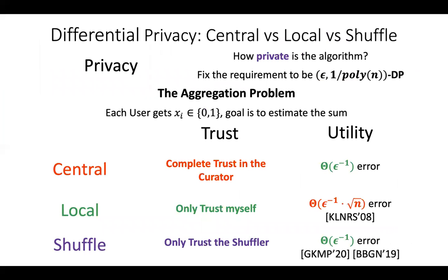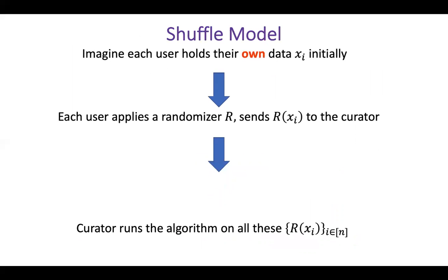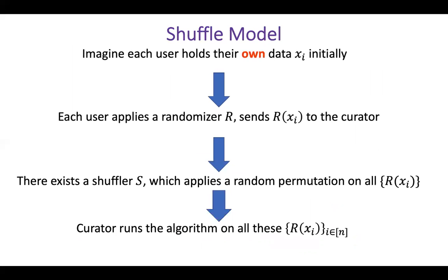That is, the shuffle model only requires the user to trust the shuffler, which will be defined shortly, while it still achieves constant error for the aggregation problem. So very good. So what's a shuffler? More precisely, recall the pipeline of the local model. The shuffle model is an additional layer of a shuffler, which applies a random permutation to all the messages sent by the users, and the curator receives the shuffled version of all the messages without knowing which users sent which messages. In other words, it anonymizes the messages.